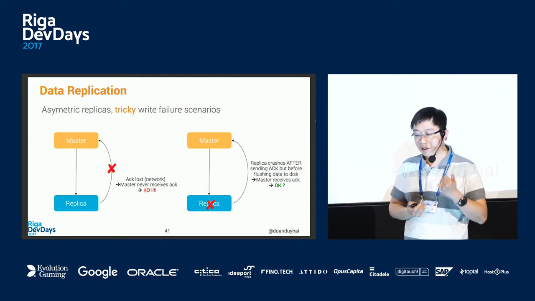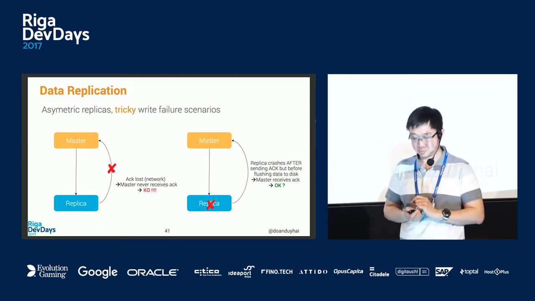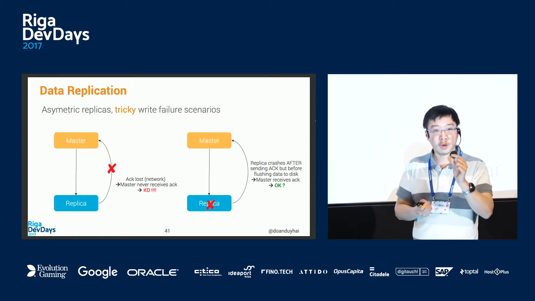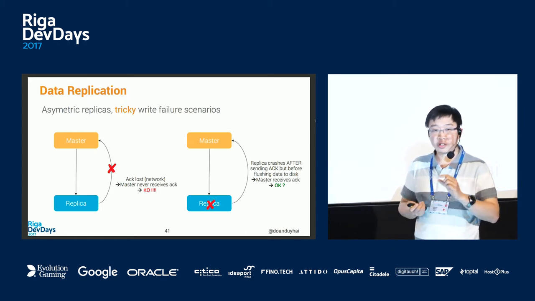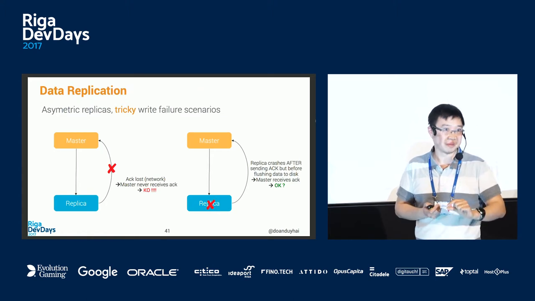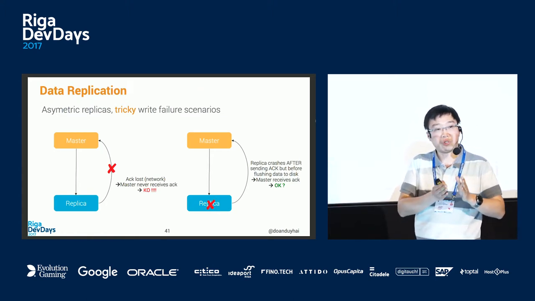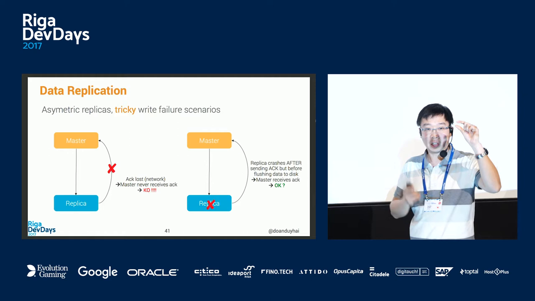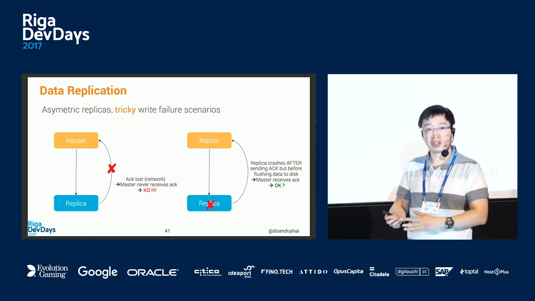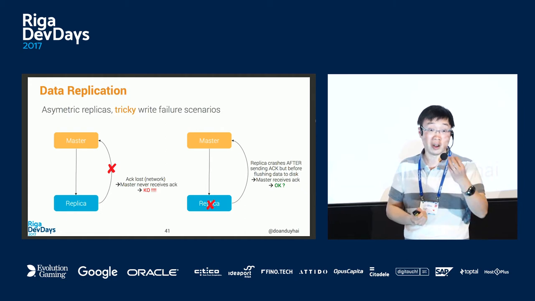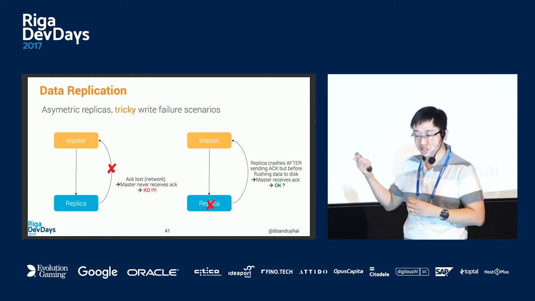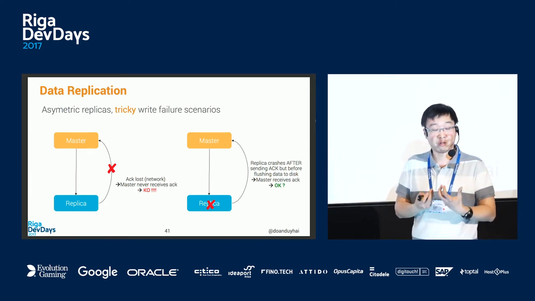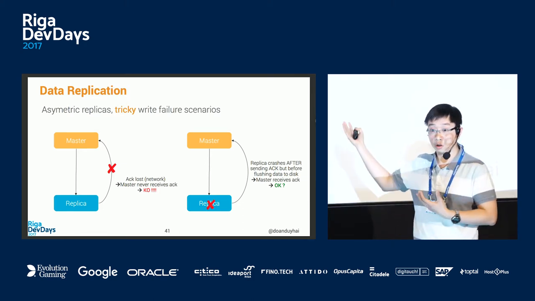What other scenario? The replica crashes after sending the acknowledgement, but before flushing the data to disk. In some technologies, to have good performance and low latency, the replica just stores the value in memory and not on disk. And then after some time it flushes the value to disk. So imagine that the replica received the value, put it in memory, said okay to the master, but right after that, the replica crashes. So the value is lost forever. And in this scenario too, the master received the acknowledgement, so it says, okay, my write is acknowledged, but in fact, the value is lost.